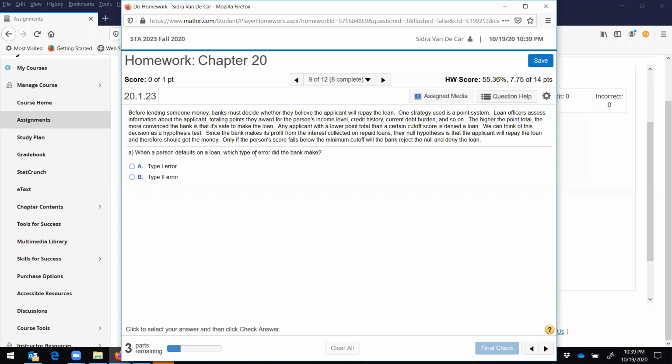We can think of this decision as a hypothesis test, since the bank makes its profit from the interest collected on repaid loans. Their null hypothesis is that the applicant will repay the loan and therefore should get the money. Only if the person's score falls below the minimum cutoff will the bank reject the null and deny the loan.